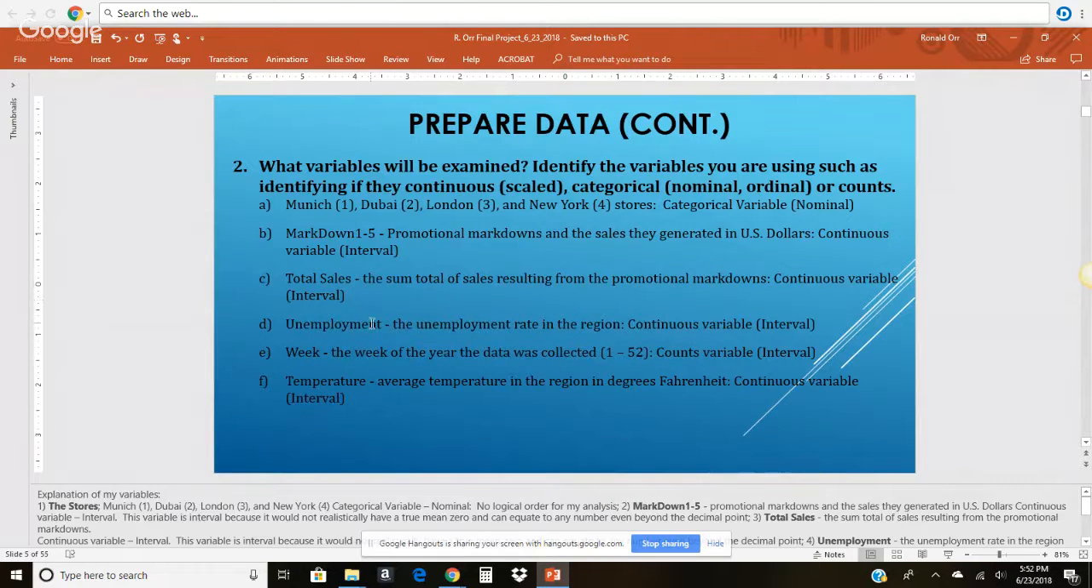And then, like I said before, unemployment, which is a continuous variable. The week of the year, which is a count variable, excuse me, and the average temperature in the region in degrees Fahrenheit, a continuous variable.